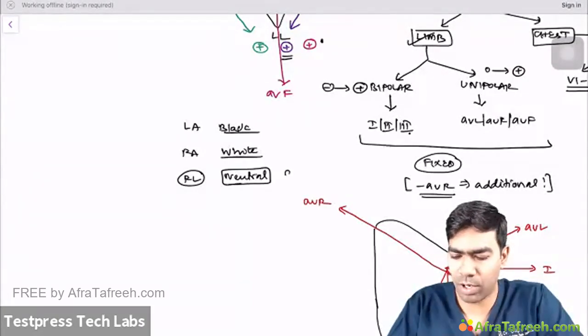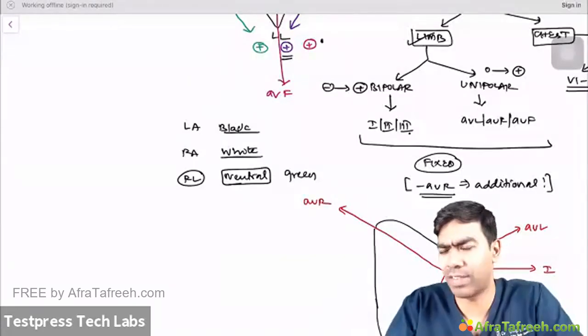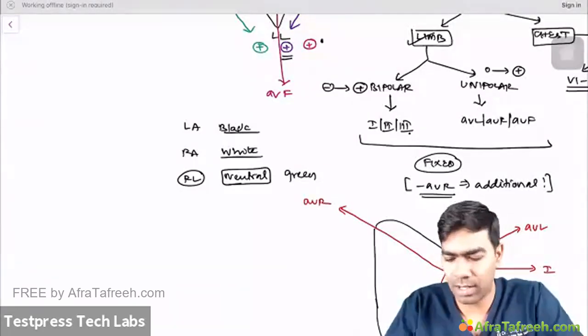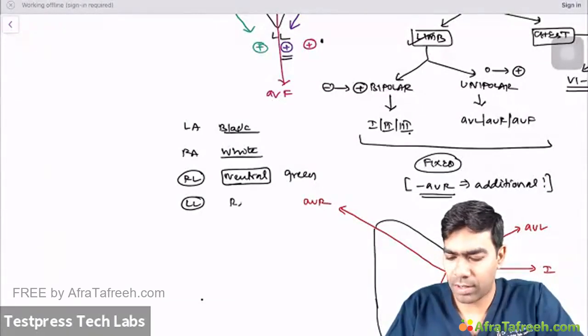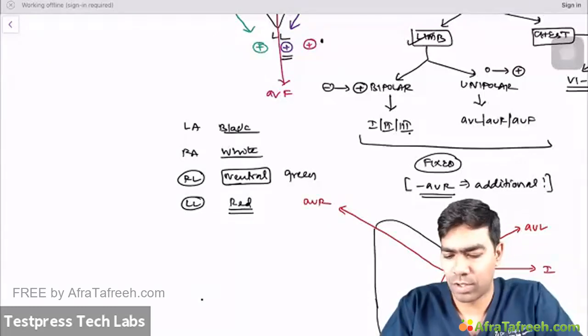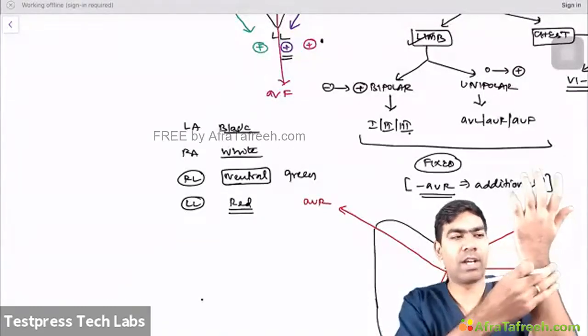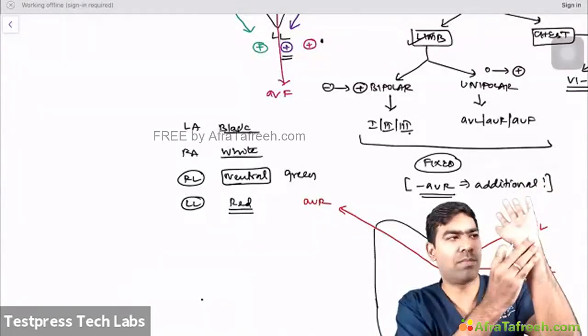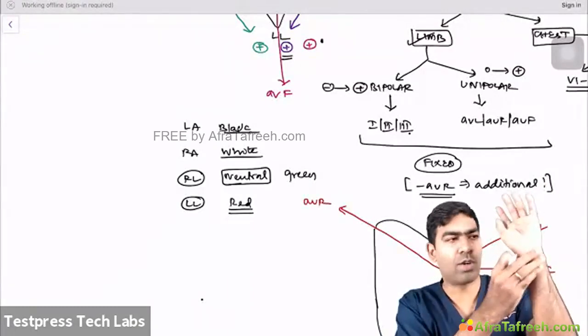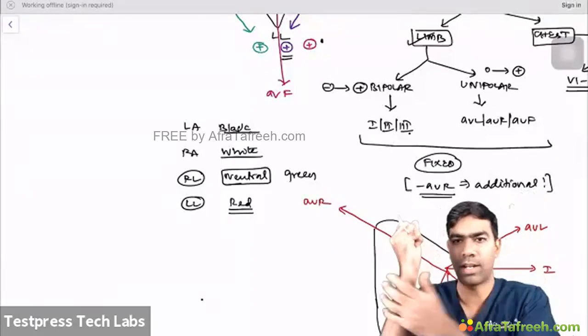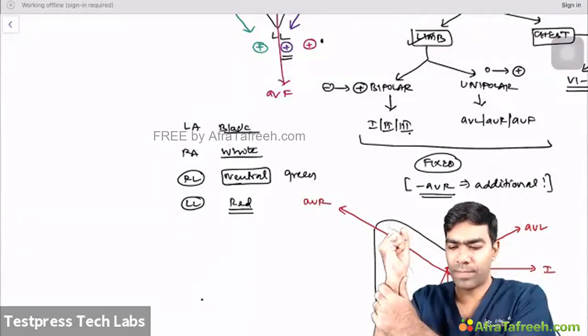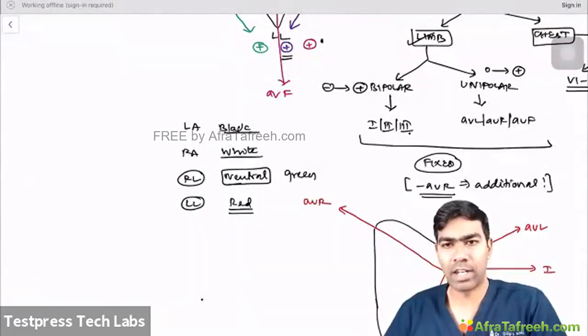This is not important, as that is connected to the earth. You need to have a neutral lead, so that's a green color. And you have the left leg, which is going to be red in color. So these are the color codings. The lead that you place on your left arm will be denoted by a black color lead, the right arm will be denoted with a white color, and the right leg is a neutral to the earth.